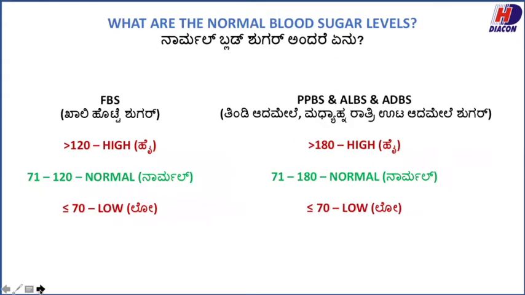So what are the normal blood sugar values? Fasting, between 71 to 120 is normal. More than 120 is high and below 70 is low. After meals, after all the 3 meals, targets are the same. 71 to 180 is normal. More than 180 is high and below 70 or even equal to 70 is low blood sugar.